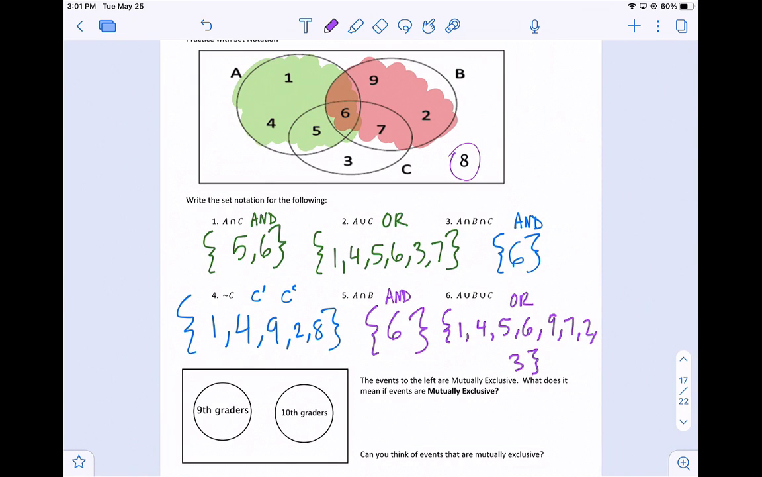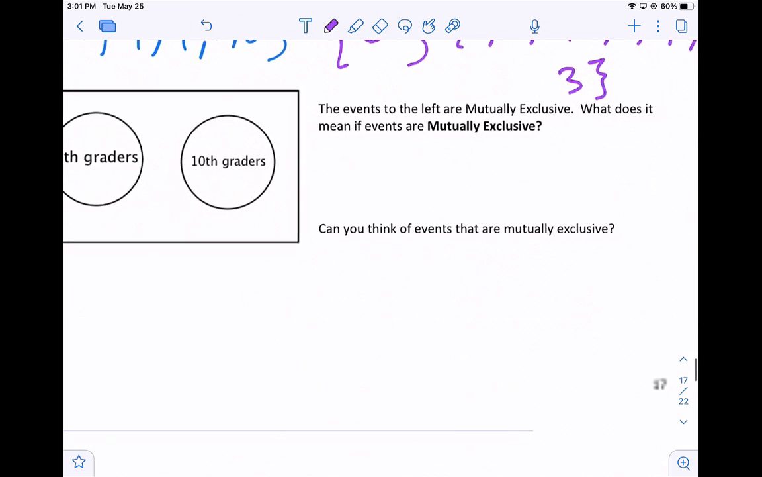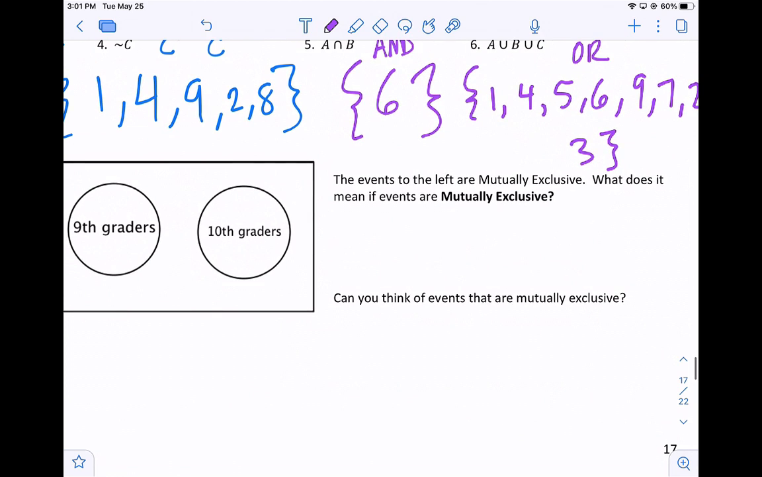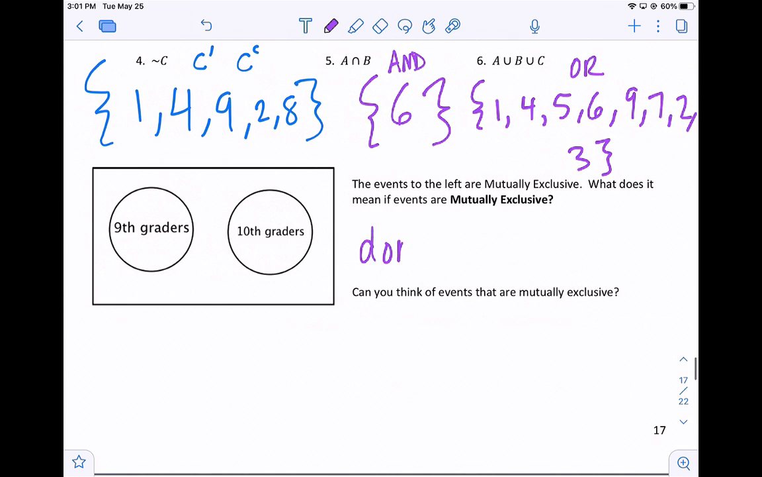Let's take a look at the next example. It says the events to the left are mutually exclusive. What does it mean if events are mutually exclusive? It means they both can't happen at once. They don't overlap. They cannot happen at once. Can you think of events that are mutually exclusive?